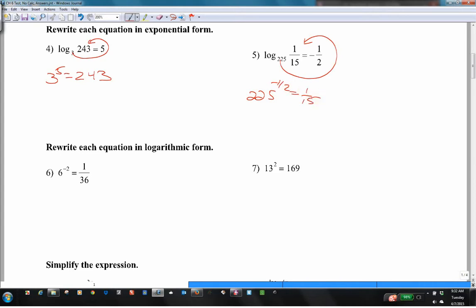On the next ones, I'm taking an exponential and putting it into logarithmic form. So how that's going to work is the base will be 6. The bases stay the same, so I have log base 6. What's outside all alone moves inside the log. And what's trapped in the exponent position goes out on its own. So doing the same thing over here, the base is 13. The 169 moves into the log, and the exponent goes out alone, isolated alone.